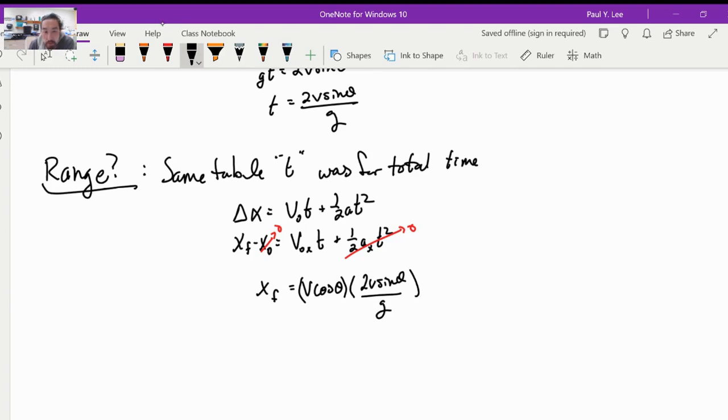We're going to multiply that out, and we end up with a total range of 2v squared times sine theta times cosine theta all divided by g. Now this is your answer in variable form. However, when we're actually solving problems, we could just plug in the values there to find the answer.